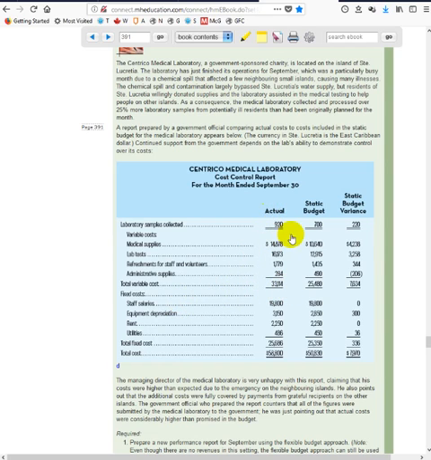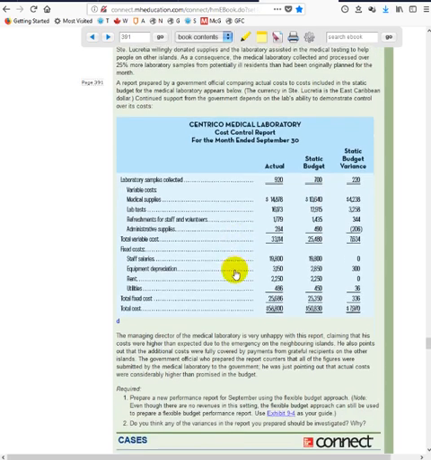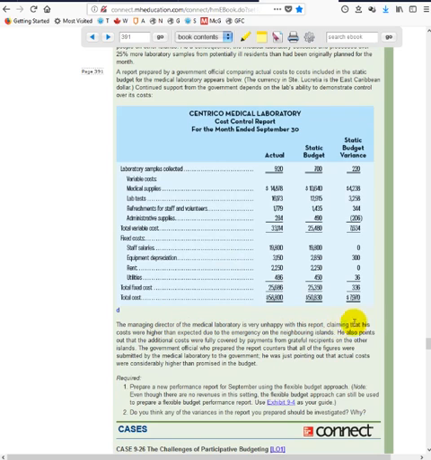Of course, that's because of the actual level of samples collected was 920 versus the 700 you predicted in your static budget. The managing director of the medical laboratory is unhappy with the report, claiming that his costs were higher than expected due to the emergency on the neighboring islands. He also points out the additional costs were fully covered by payments from grateful recipients on the other islands. The government official who prepared the report counters that all of the figures were submitted by the medical laboratory to the government. He's just pointing out that actual costs were considerably higher than promised in the budget. Okay, so you can see why we would need a flexible budget, because most of the variance we would expect would be due simply to the higher level of activity.